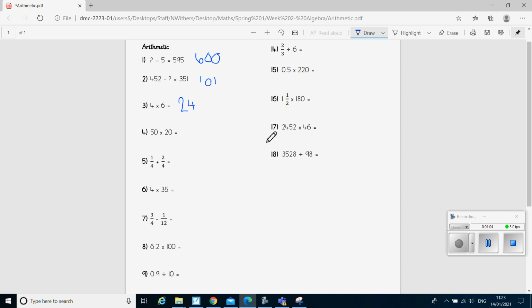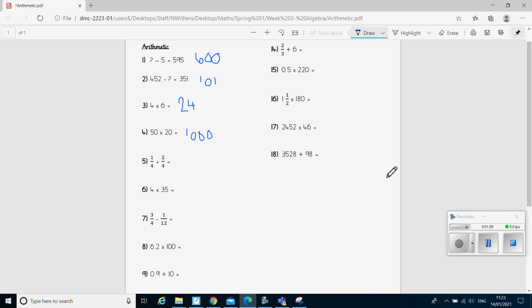Question 4, we've been looking at these in our arithmetic practice at the beginning of our maths lessons this week. 50 times 20. So what we would do is do 5 times 2, which gives us 10. And then we know that 50 is actually 10 times bigger, so we add another 0. And 20 is 10 times bigger, so we add another 0. So our answer is 1000.